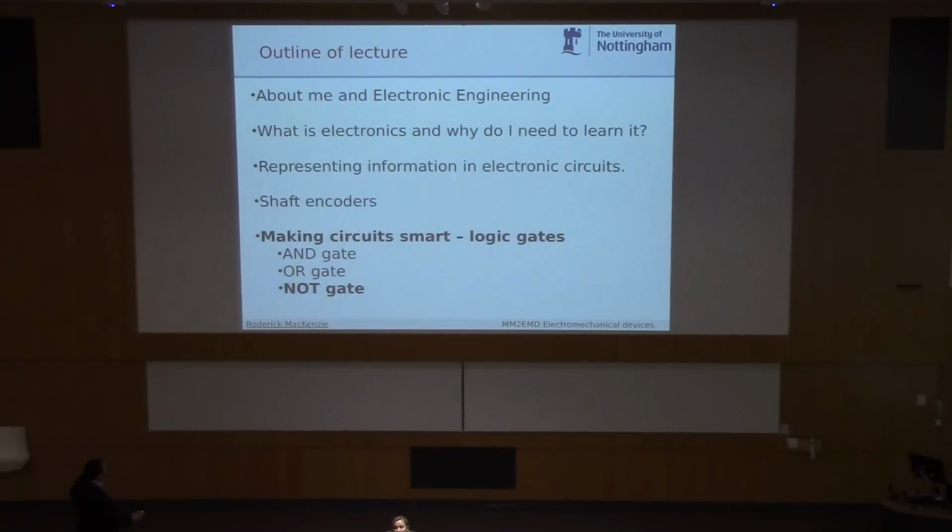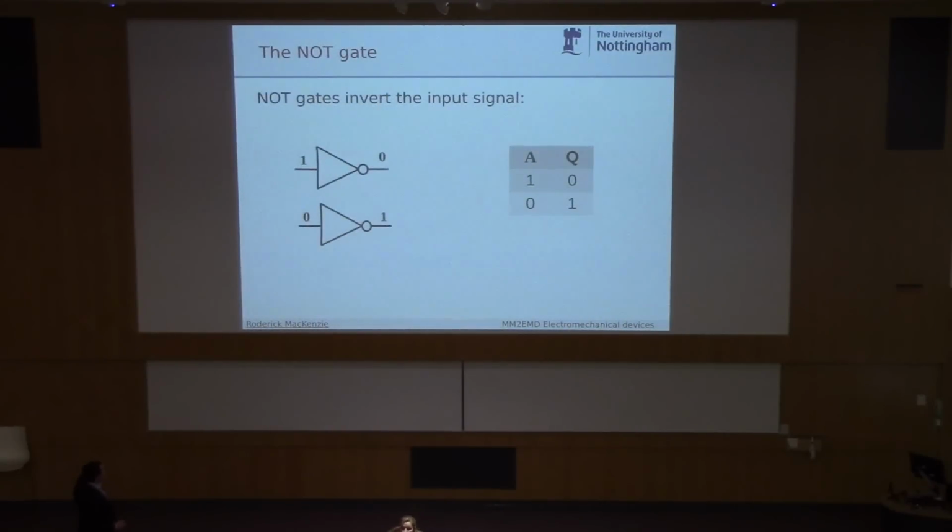The final one is the NOT gate. This is pretty simple. It does what it says. It gives a 1 when the input is 0, and it gives a 0 when the input is 1. So it's like the other way. It'll invert the output effectively.